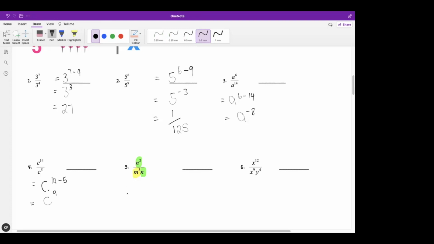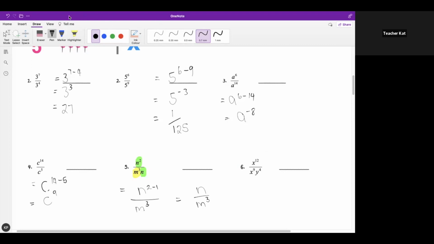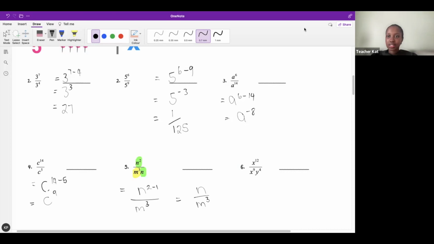But let's look at our n. N is going to be n to the power of what minus what? 2 minus 1. And that'll just give us n over m to the power of 3. So that's also another thing. You leave it in the numerator. You do not put it in the denominator. It belongs in the numerator.